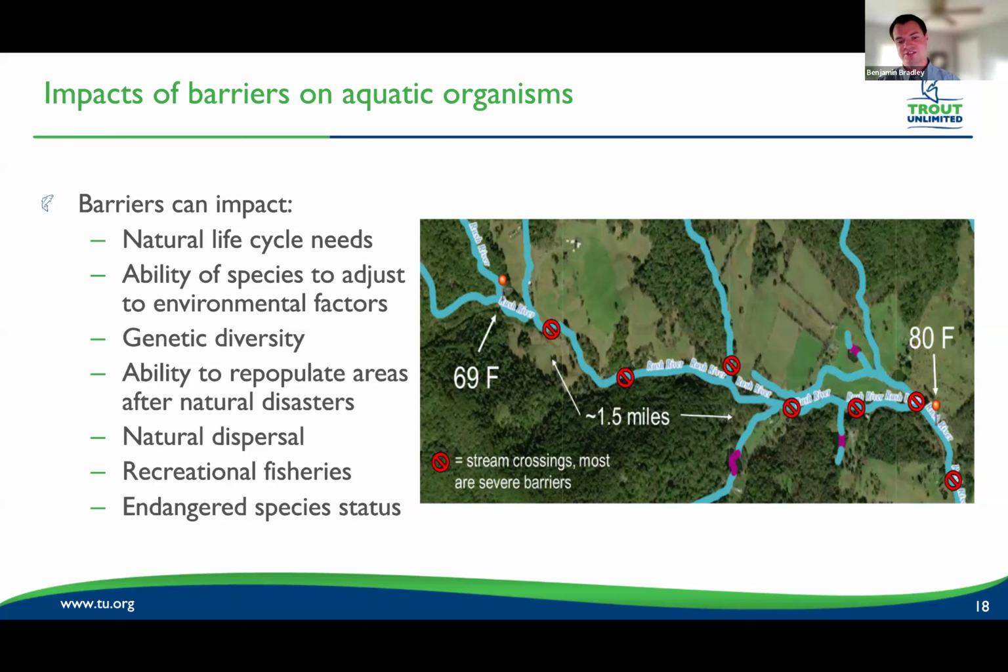And then the last two, recreational fisheries. If you want big fish, then you want fish to be able to move. They need to find food sources that can grow them to be bigger. And so if we want good recreational fisheries, we really need to restore stream connectivity.